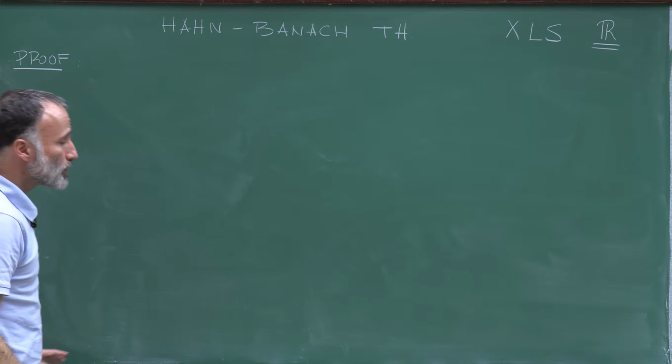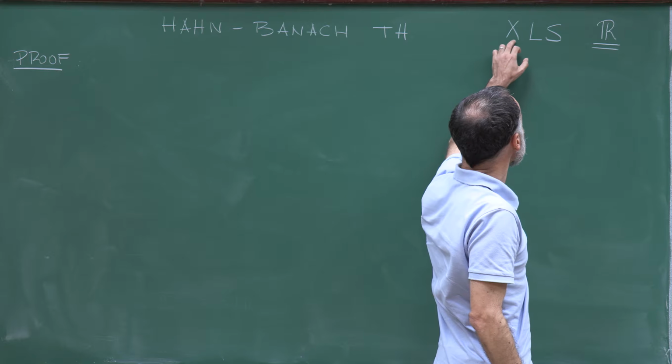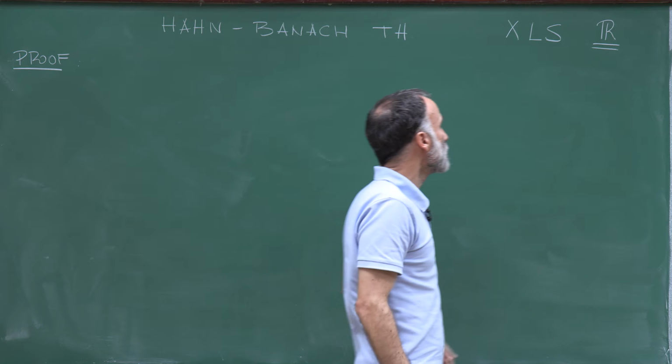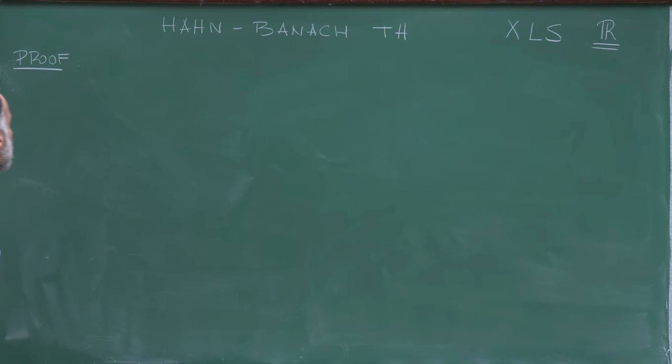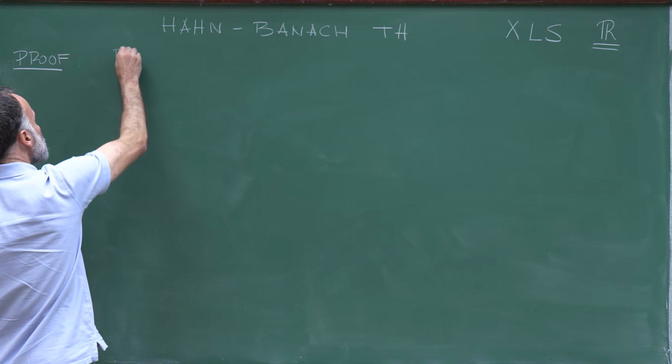And remember, I didn't insist on that, but I'm assuming that X is a linear space over the field of the real numbers, right? Because I'll be using less or equal, so I'm considering the field as the real numbers. So the proof is divided in two parts.